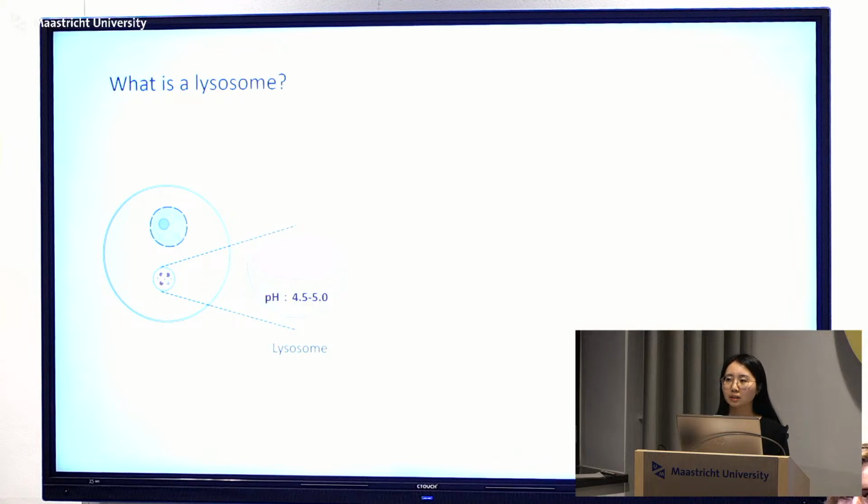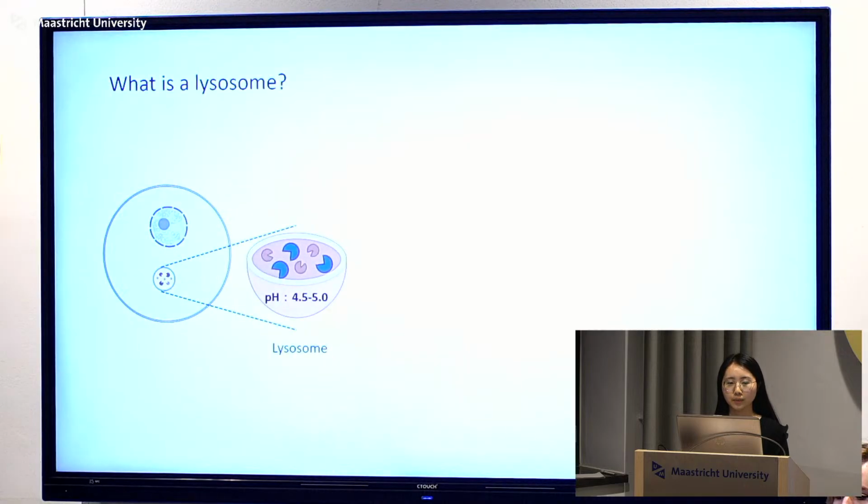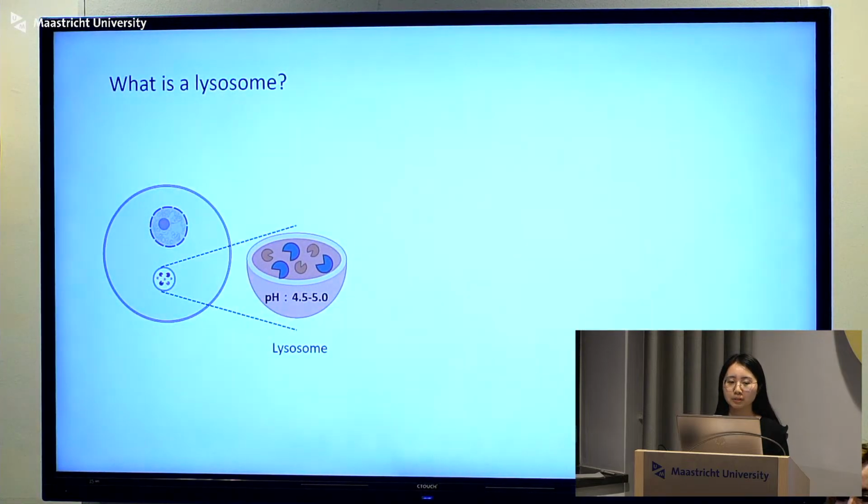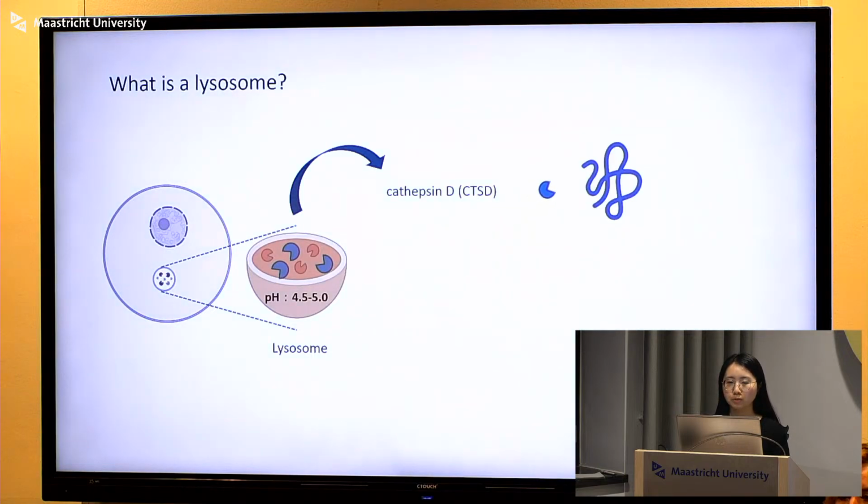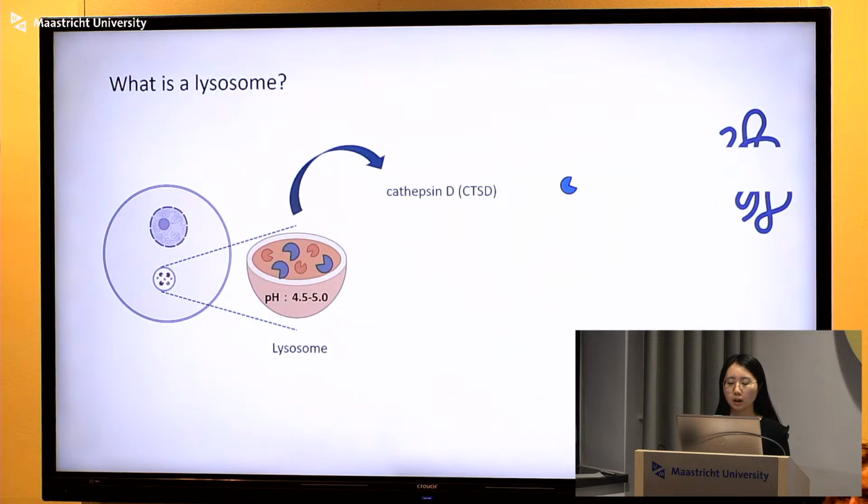A lysosome is a functional part of the cell that has an acidic environment, and it's filled with enzymes. These enzymes can digest and degrade the things inside the cell, which are then used for energy or building materials for the cell. For example, lysosomal enzyme cathepsin D, a protein, is responsible for degrading proteins. Another lysosomal enzyme, acid phosphatase, is a hydrolase, which breaks down the ester bonds present in lipids.